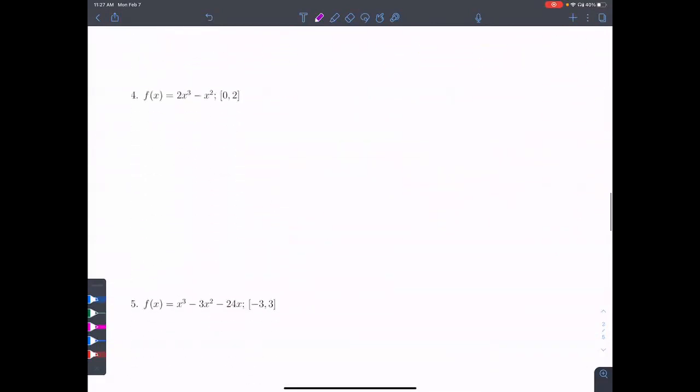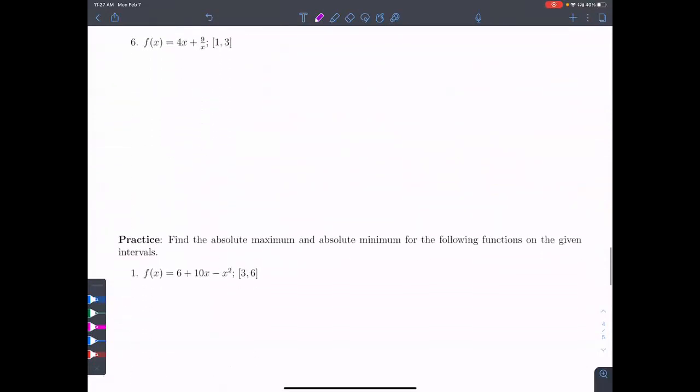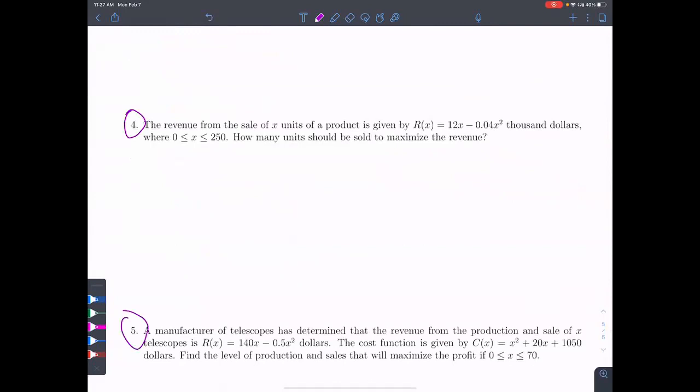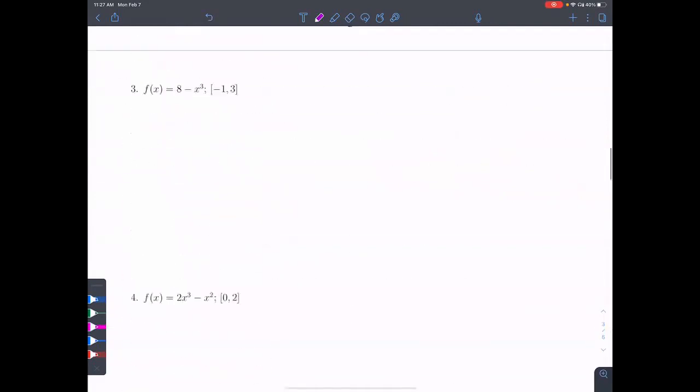Keeping on going here. Let's see, what do we have? Those, and then these, y'all will do on your own. Oh, we'll do these word problems. Okay. Let's go back to number 3 then.